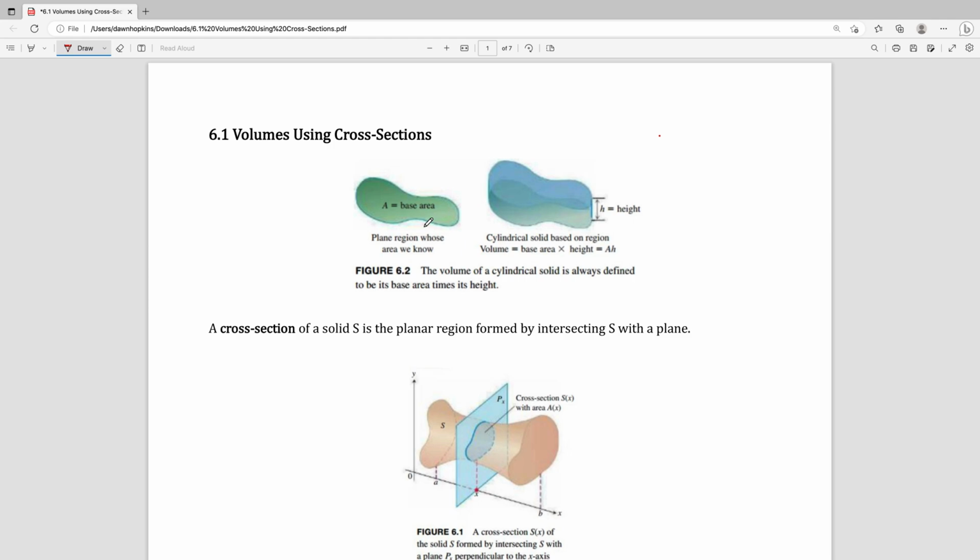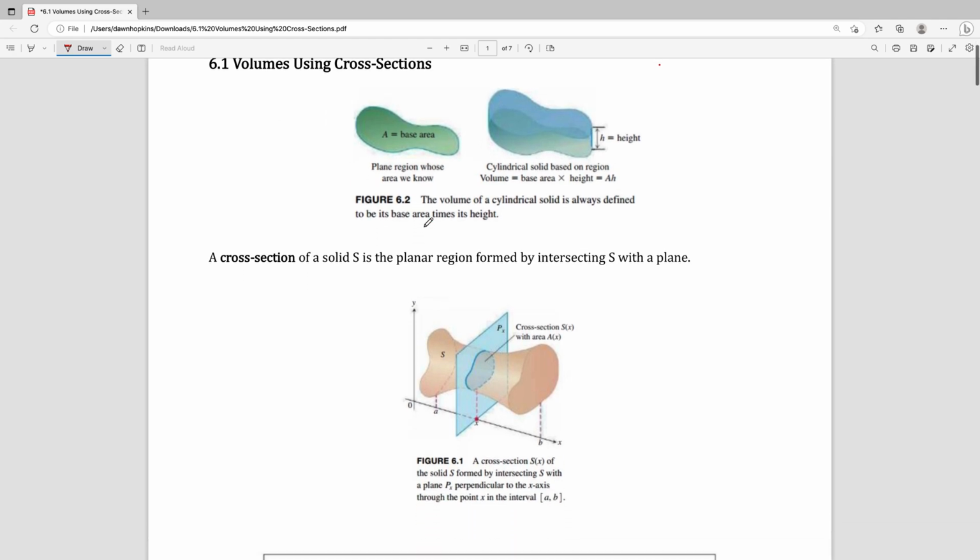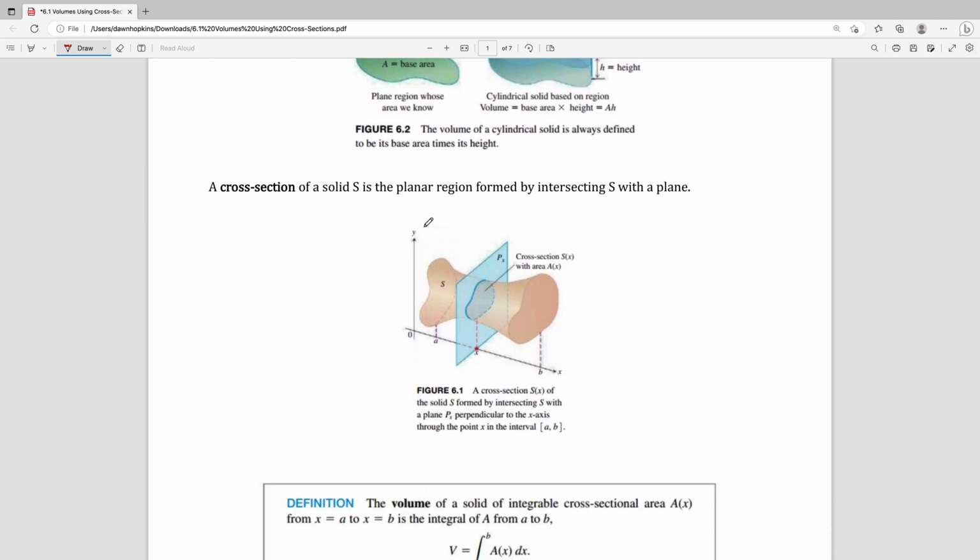We're going to take that idea and extend it into functions, and we're going to see how we can use integration to find volume. The first formula that we're going to look at is based on the idea of a cross-section. So in this picture, we have a solid figure S. It's a three-dimensional figure. And if we intersect it with a plane, we're going to get that two-dimensional shape, which is called the cross-section.